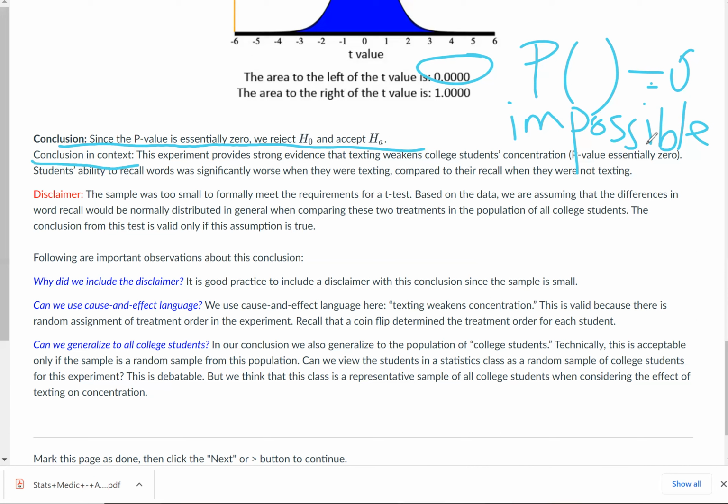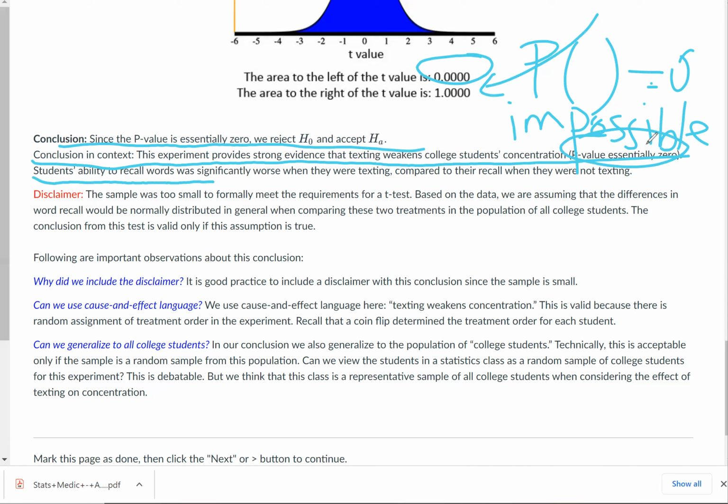In context, the experiment provides strong enough evidence that texting weakens college students' concentration. The p-value is essentially 0. I say that so that those who understand statistics will know, okay, how sure were you when you said you're going to reject the null hypothesis? I'm so sure because the p-value was 0. I mean, it wasn't even just, oh, it's kind of close to 0. It was essentially 0 by 4 decimal points here.